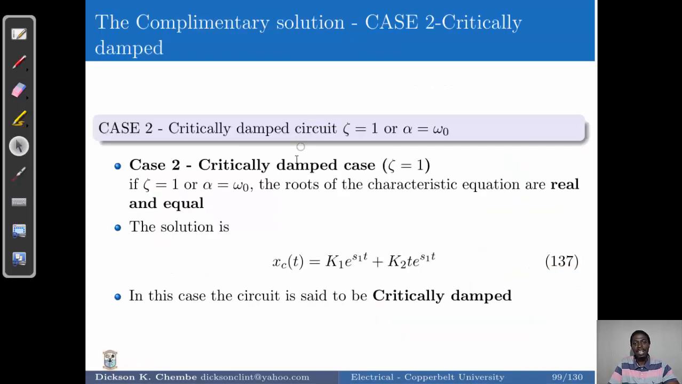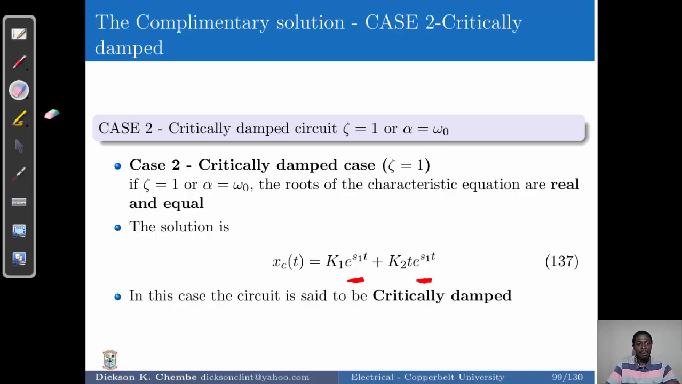The other scenario that we obtain is when zeta is equal to 1, or alpha is equal to omega naught. This is the case that we call the critically damped circuit. In the critically damped circuit, the roots of the characteristic equation are real and equal. So if you notice, you've got the same S value, S1 there, because the roots are equal. And this is the solution that you obtain in the case where the circuit is critically damped.